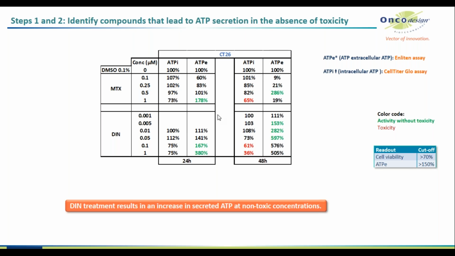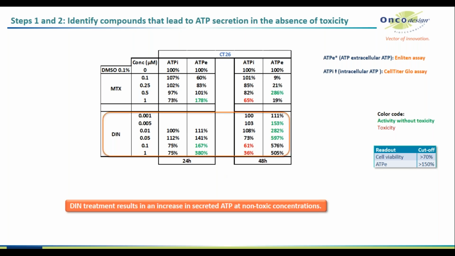At the same time points and the doses, when we looked at extracellular ATP, so secreted ATP, we found that mitoxantrone resulted in some secretion of extracellular ATP, both at 24 and 48 hours. And dinaciclib was more potent because we had a lot of doses that resulted in the secretion of ATP. Anything above 150% over DMSO was considered as positive and represented here in green.